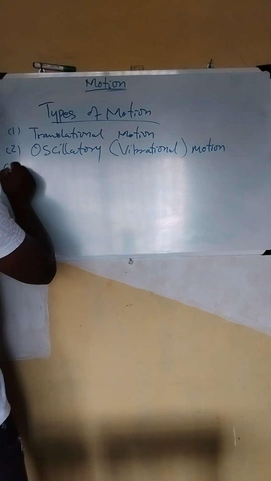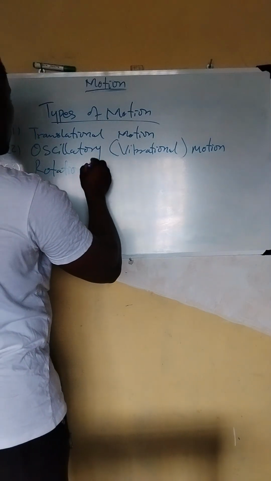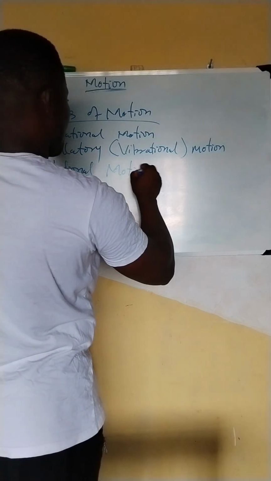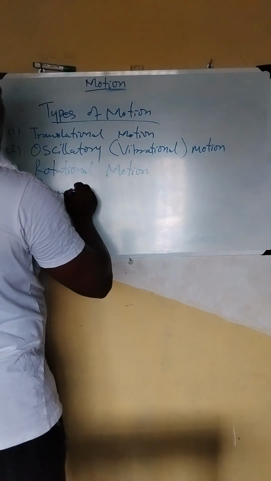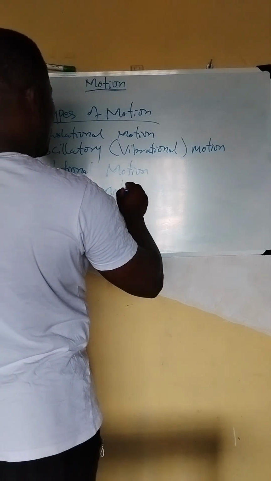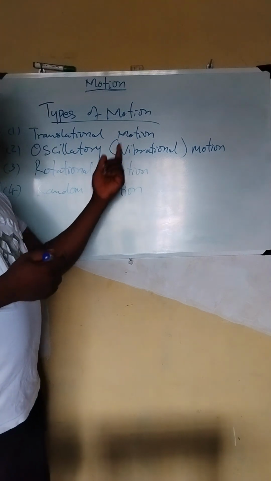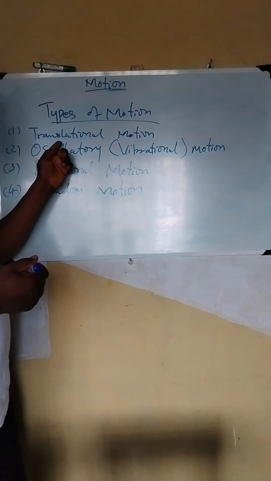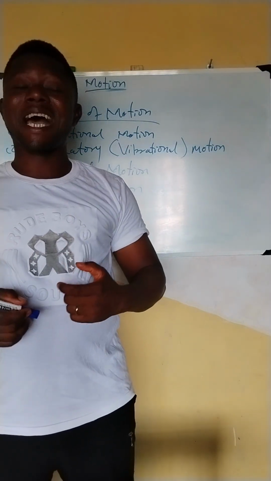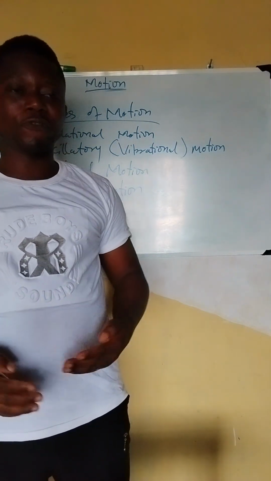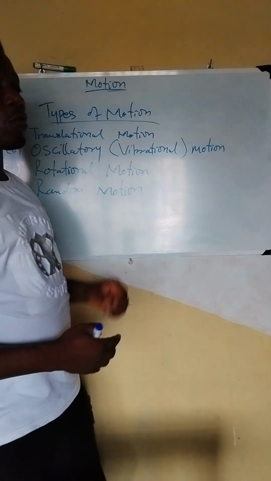The next one, number 3, is rotational motion. Then number 4, we have random motion. Now let's look at number 1. The first one, known as translational motion. This is the change of position of an object. When an object moves from one place to another, that object is said to be in translational motion.